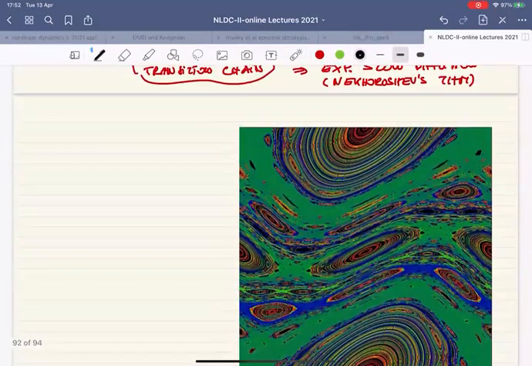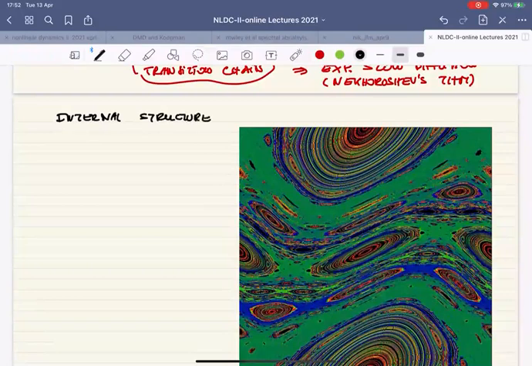Okay, and this is sort of the internal structure of gaps among tori. Okay, any questions?